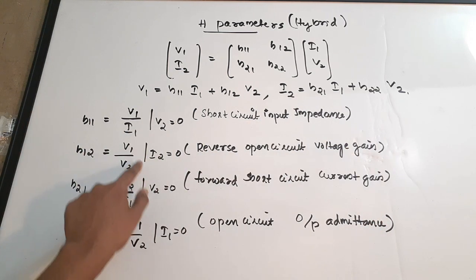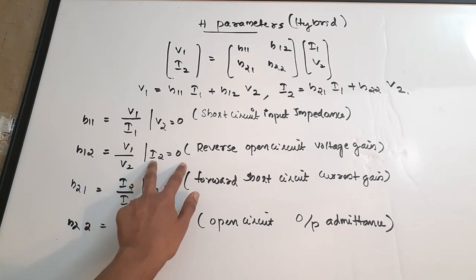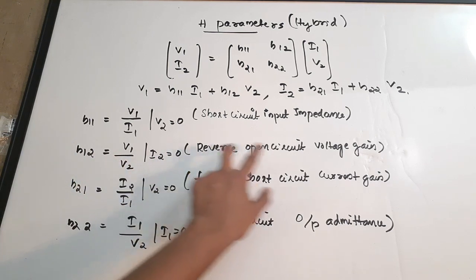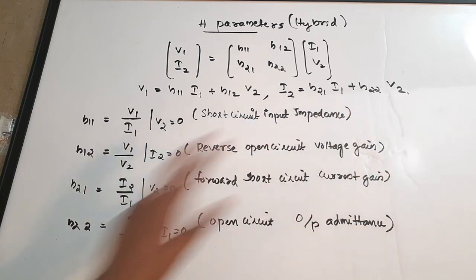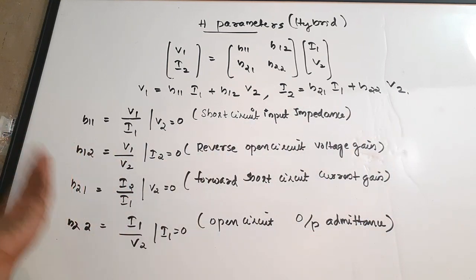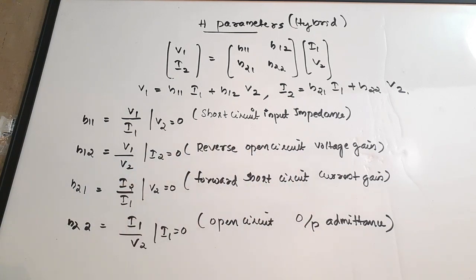And here, in order to get this H12, you have made I2 equal to 0. That is, you have created an open circuit, right? So this is called reverse open circuit voltage gain. I hope it is clear. So here we are calculating a voltage gain, but it is a reverse voltage gain, and we are getting it by open circuiting the output port.